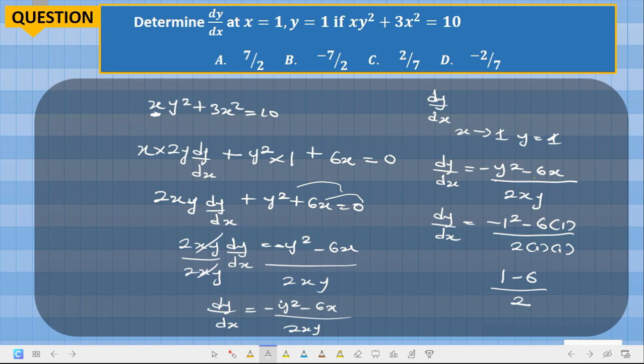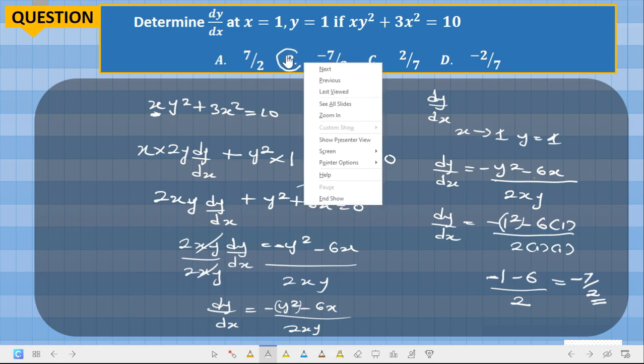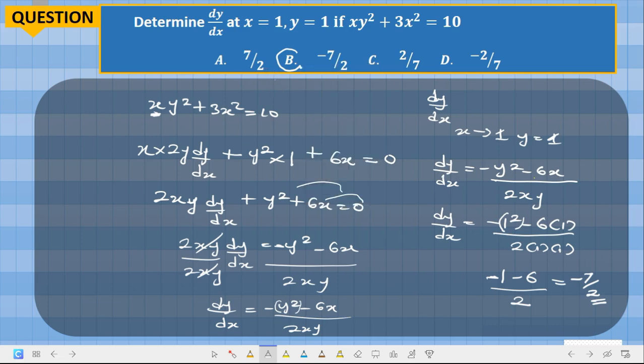So we take the negative, okay, y on its own. So 1 squared is what? 1. So we still have the negative here. So it will be minus 1 minus 6 over 2, which is minus 7 over 2. So that's how to solve an equation like this on an implicit function. So this is the correct answer to this question. This is the correct answer, option B, minus 7 over 2.